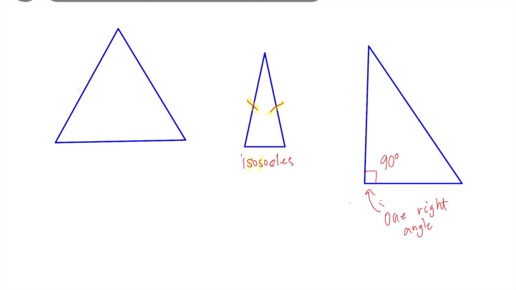And an equilateral triangle has all sides equal. So when it has the three single tick marks, that tells us that all sides are equal. Equilateral triangle, all sides equal.